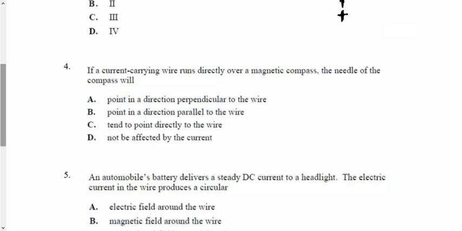4, if a current-carrying wire runs directly over a magnetic compass, the needle of the compass will point which way?